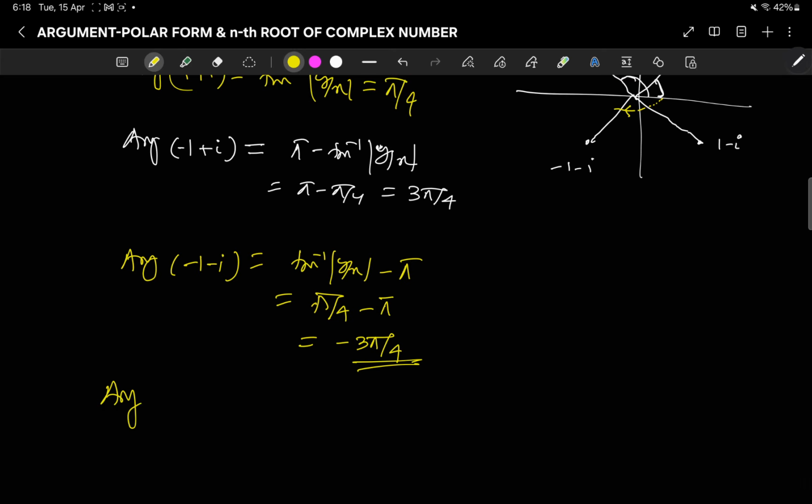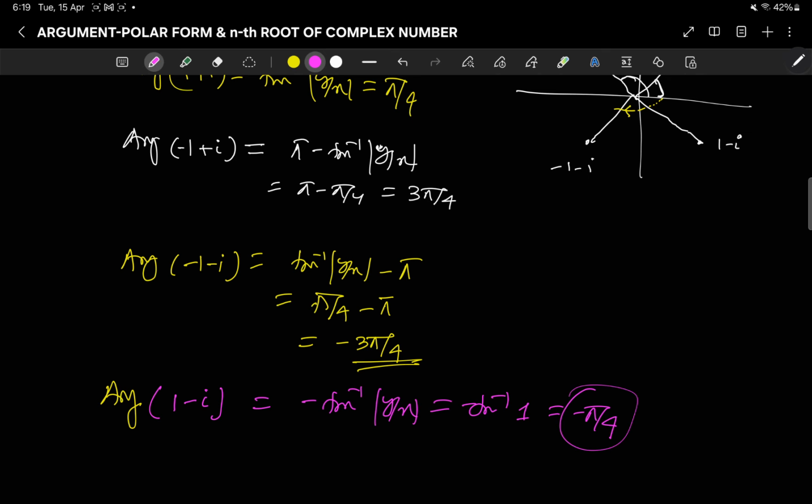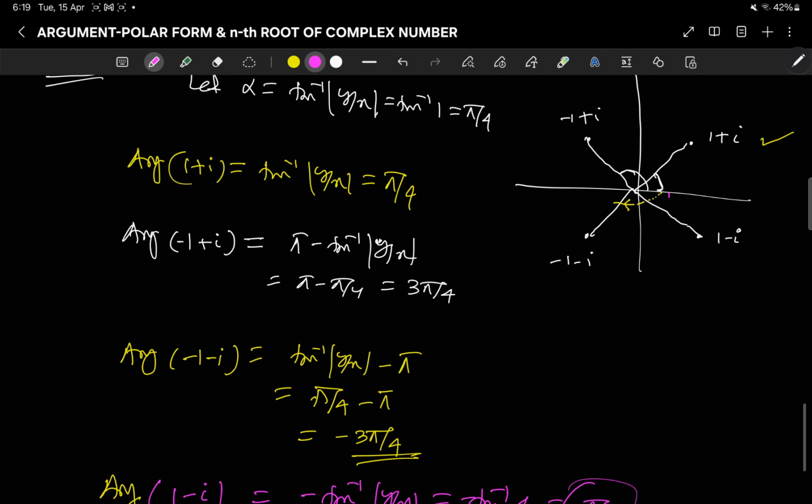Then what is the argument of 1 minus i? It is in the fourth quadrant, so it is simply minus of tan inverse |y/x|, which is minus of tan inverse of 1, that is minus pi by 4. So is it not the smallest angle? Here the smallest angle is minus pi by 4, right? This will be your pi by 4, this will be your minus 3 pi by 4, and this will be your 3 pi by 4.